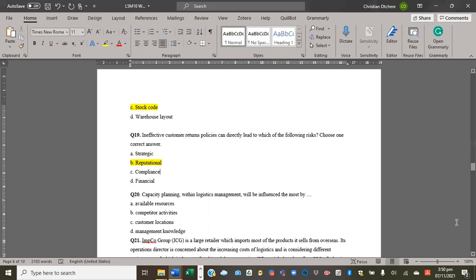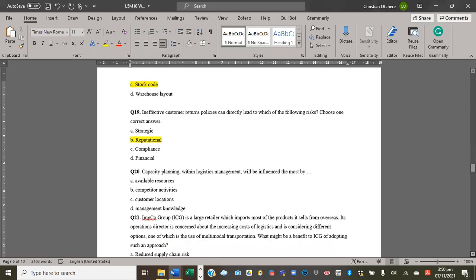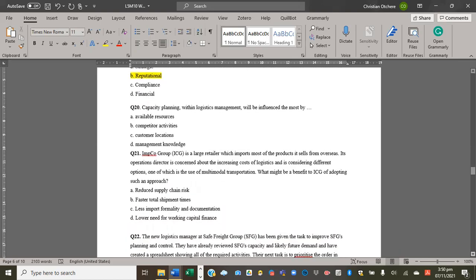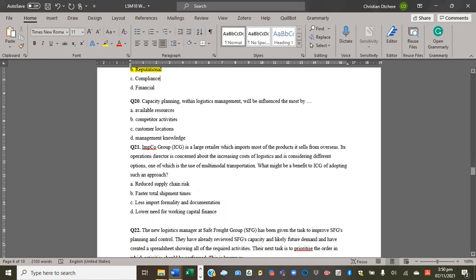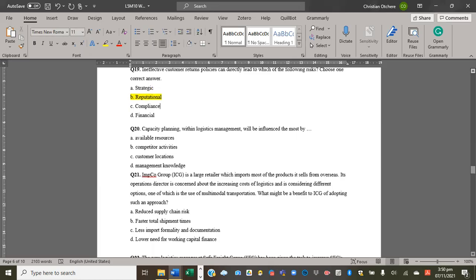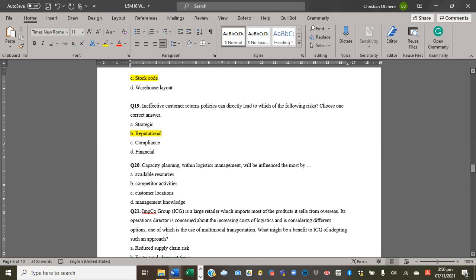Your reputation will be affected. Question 20, capacity planning within, yes. Go back to that question, but that question is a little bit tricky. Because you were thinking of financial. If somebody thinks financial, they can justify it, because before even the reputational comes in, the company might already be losing.